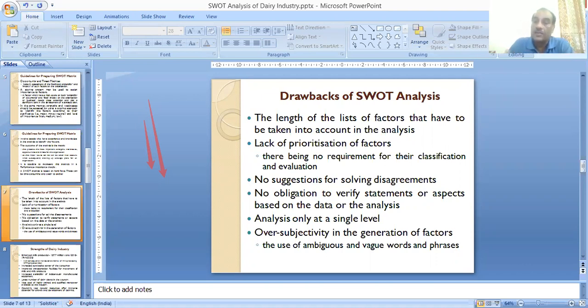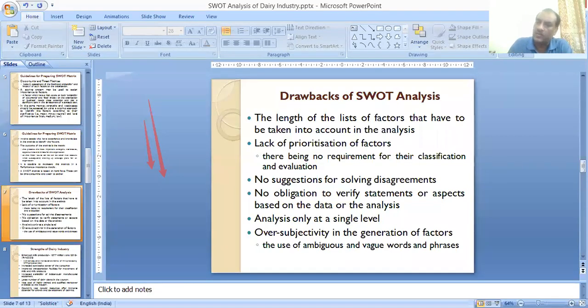So there is no mechanism to solve these disagreements. We will have to apply our own understanding and thoughts, and based on the scores we can decide. But in the process of preparation of analysis, preparation of the SWOT matrices, it becomes difficult to handle such kind of things.